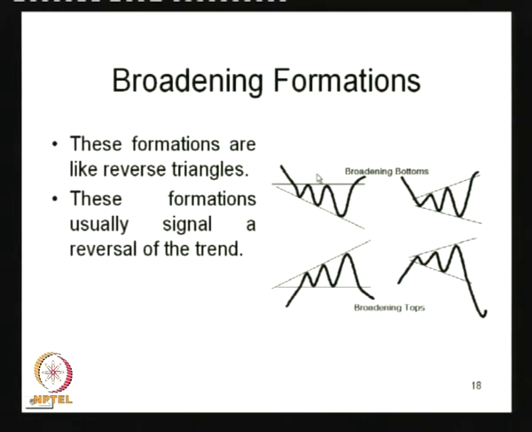Then the next thing is the broadening formations. What are broadening formations? They are basically like reverse triangles, and these formations usually signal a reversal of the trend. Whatever trend is prevailing, if we find this kind of shape, the broadening bottoms or broadening tops, we can conclude that a trend reversal will happen in the near future.